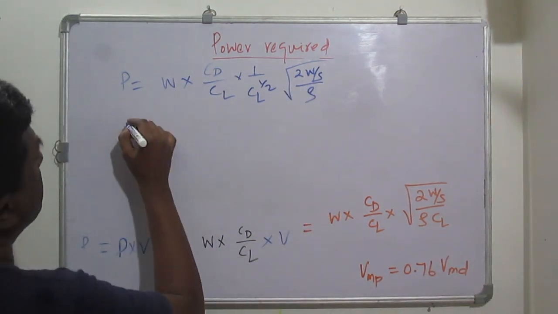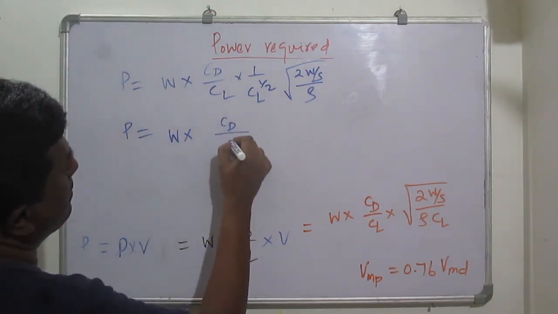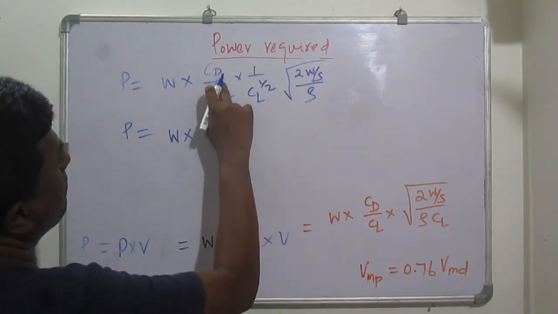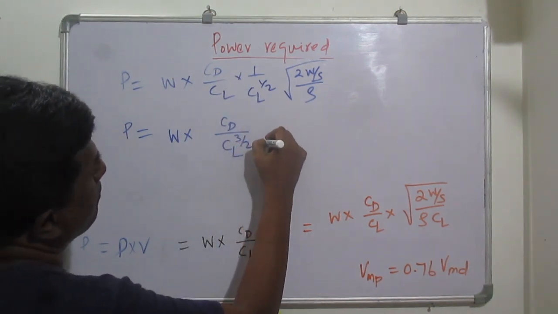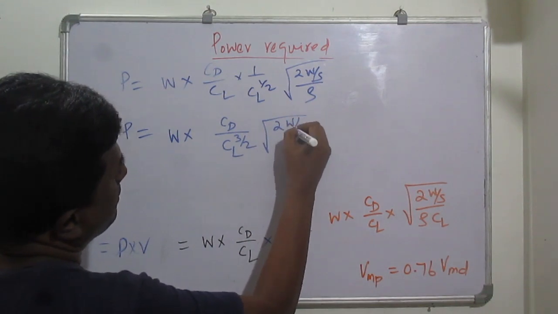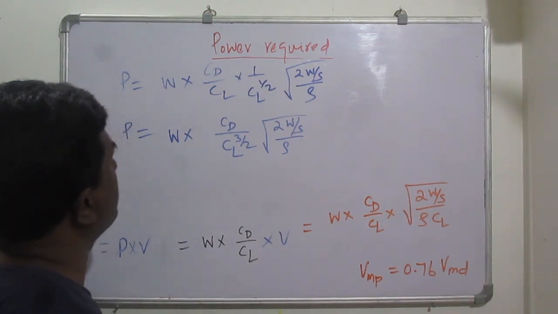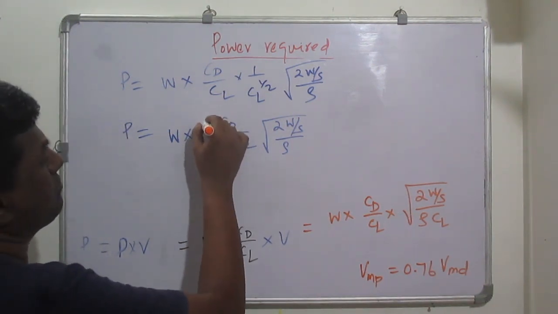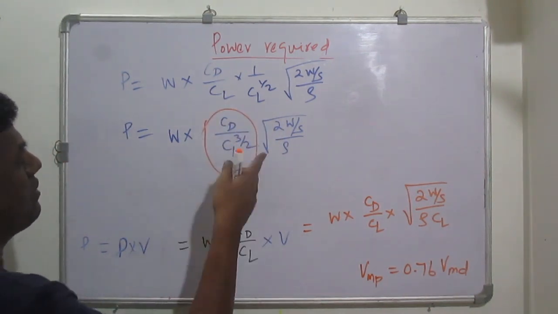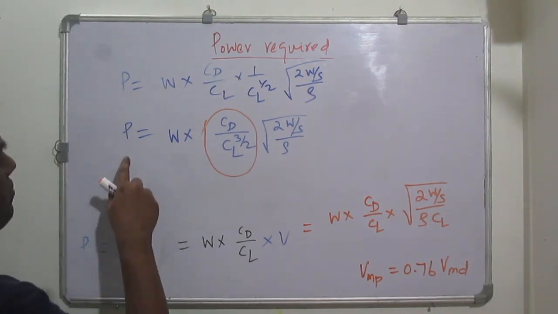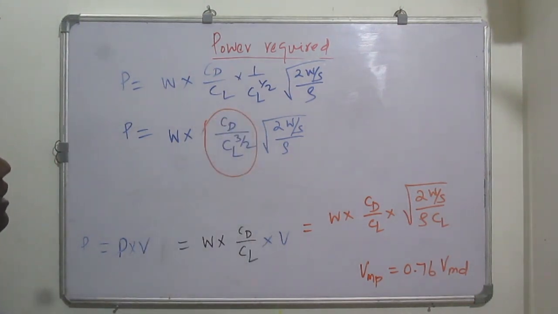So now P equals W into CD by CL power 3 by 2, because this is CL power 1 plus 1 by 2, that means nothing but 3 by 2, times the square root of 2W by S by rho. For finding the minimum condition, only this term will change, because the rest of the parameters remain constant. So only this can have the minimum value.